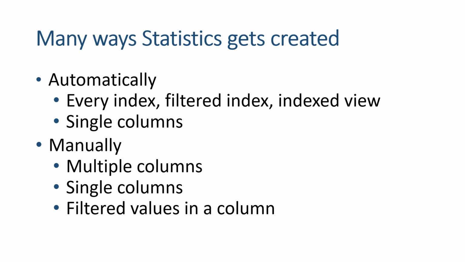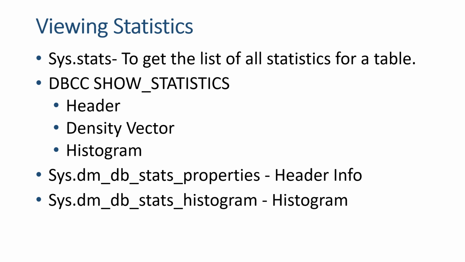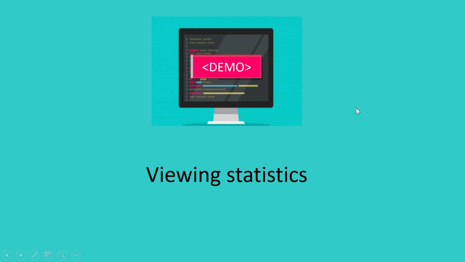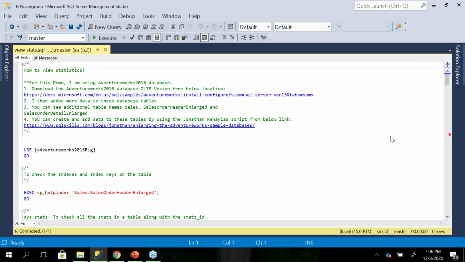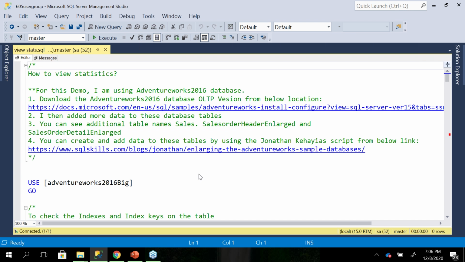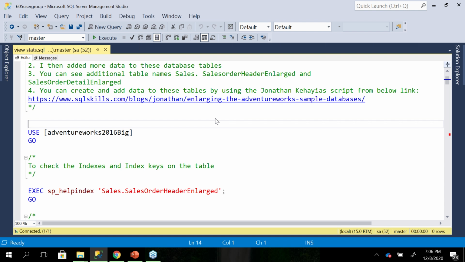The underscore WA represents Washington State. Underscore sys represents system generated. Underscore 0006 is the column number in the table. And underscore 08B5 is the hexadecimal value of the object. So that's how the statistics automatically get created on the particular column.